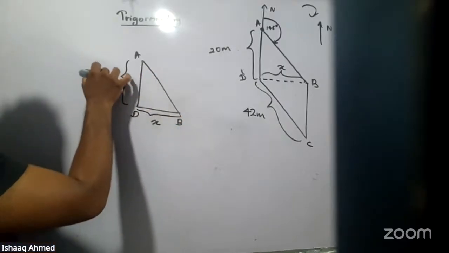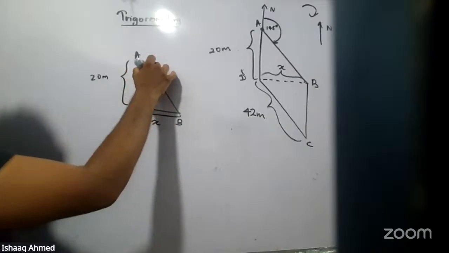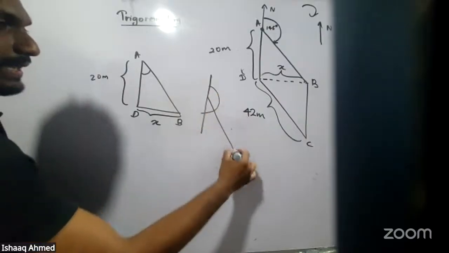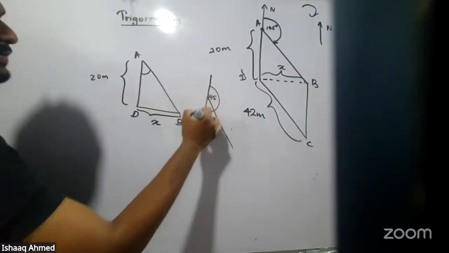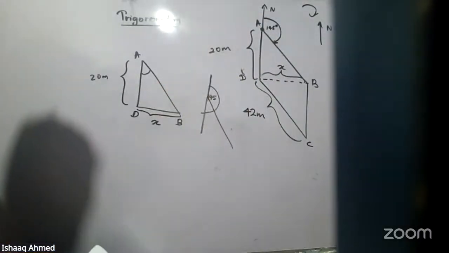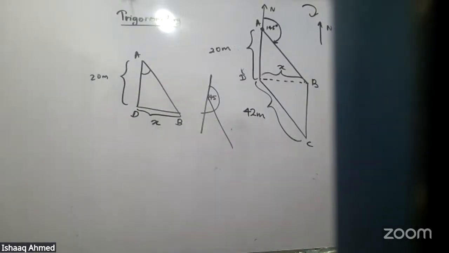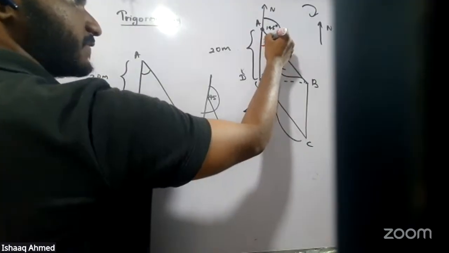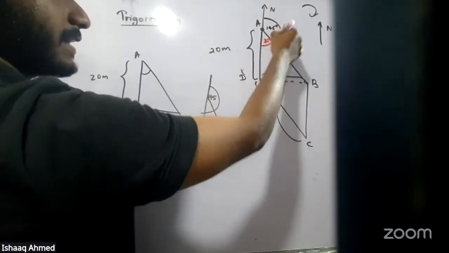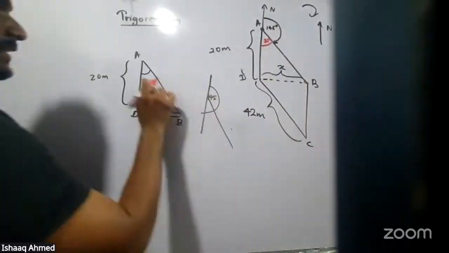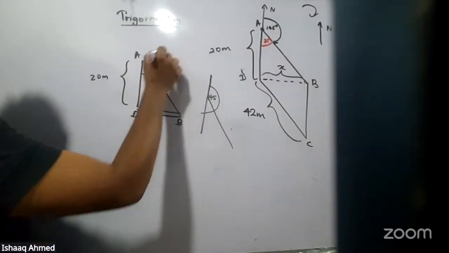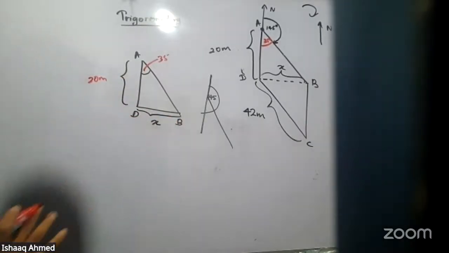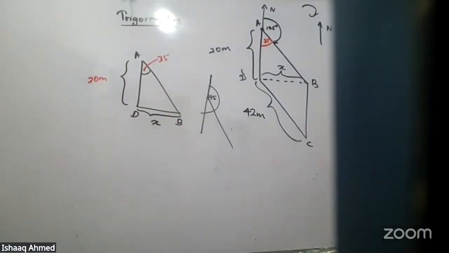This length is 20. I need this angle, no? This angle is 180, it's a straight line. Here, this is 145. Meaning if this is 145, what is the angle inside it? This is 35, no? This is 145, this is 35, then only 180. So this angle is 35. This length is 20 meters. We have to find x. Simple, no? How to find using trig?